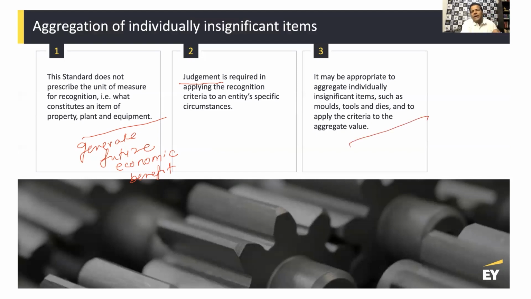For example, let's say I'm buying a chair. Individually a chair may cost you 2,000 rupees, 5,000 rupees. Now if it's a large company, that's an immaterial amount. But let's say I purchase 100,000 chairs in one single order, then suddenly the cost becomes material, and hence I need to capitalize them. And if I were to capitalize them, then do I want to capitalize them as one single item, or do I want to capitalize each of them as a separate item? And that's where you need to exercise judgment.